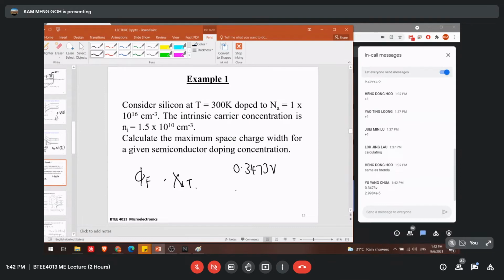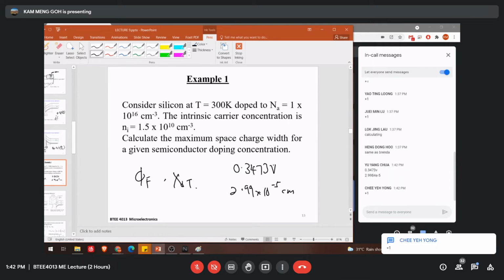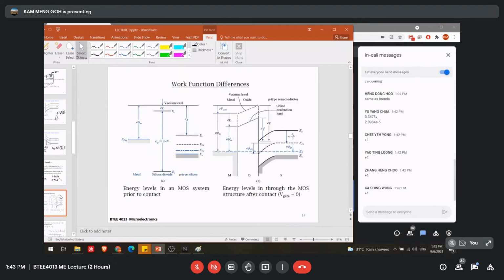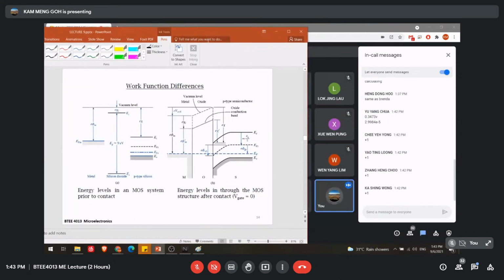0.3473 watt, 2.99 times 10 to the power 5 cm. Okay, any plus one for this case? Okay, very direct and simple. Okay, so let's do this.